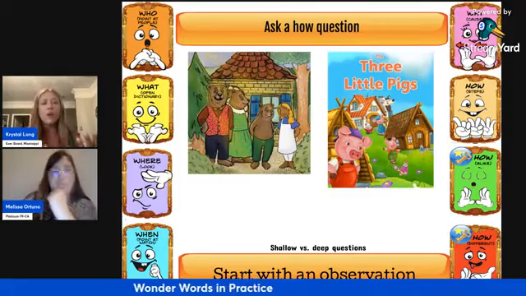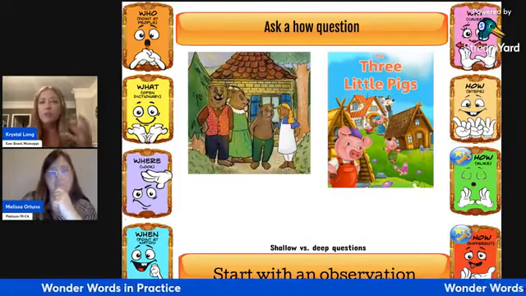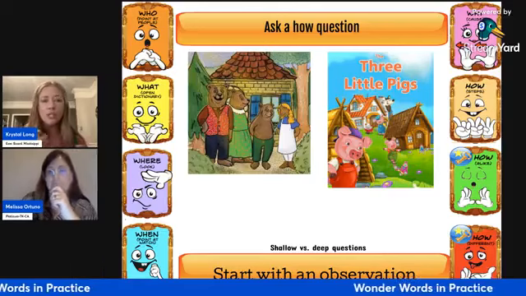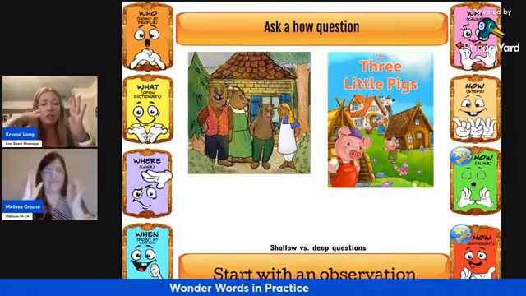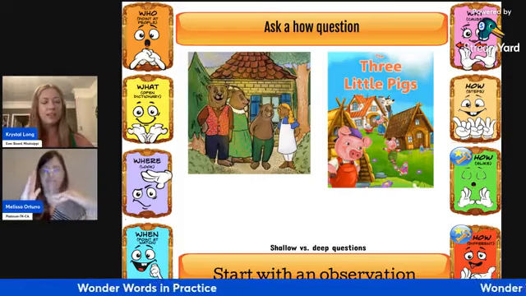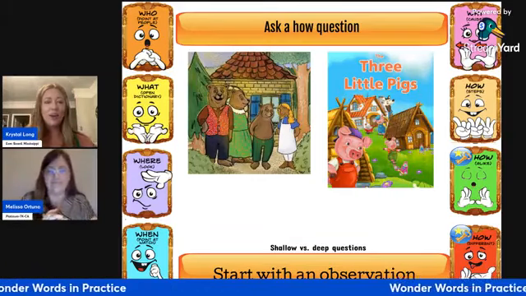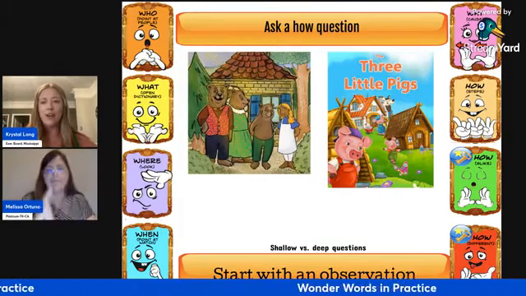Now, are there any questions that you can ask about these? Those of you in the audience, give me some questions that you could ask about these two. So what are some how similar and how different questions that we could ask? Go ahead, Melissa. What questions do you have?